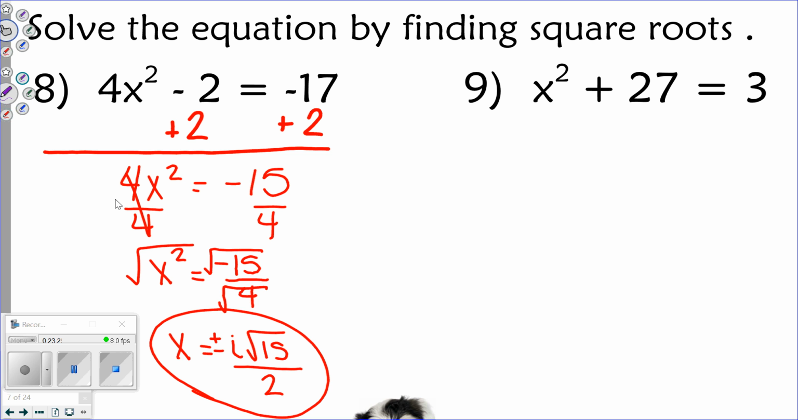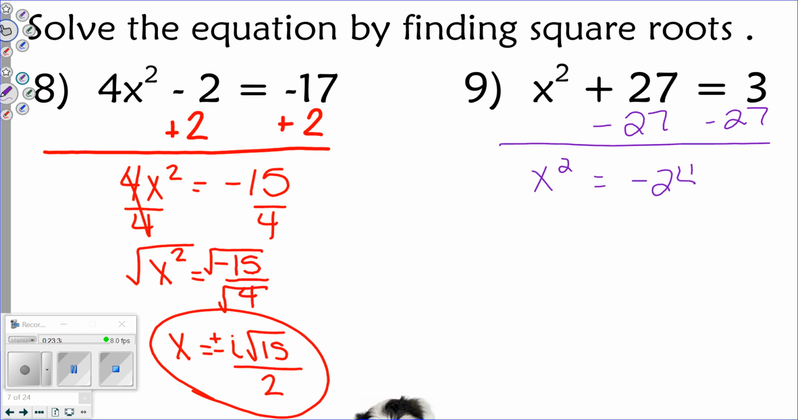All right, why don't you guys tackle number 9? All right, guys. First thing, subtract the 27. So x squared equals negative 24. Then I have to take square roots. What happens when you take the square root of a negative number? We're going to have an i. So the i is going to come out. Don't lose track of that.